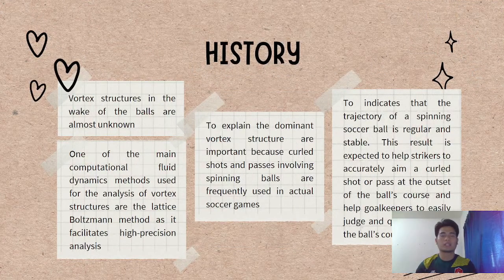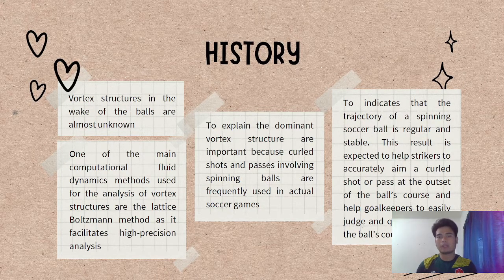Next, I will discuss the history of the application of spinning and non-spinning soccer balls using computational fluid dynamics. The history is that the vortex structure in the wake of the ball is almost unknown. One of the main computational fluid dynamics methods used for the analysis of vortex structure is the lattice-Boltzmann method, as it facilitates high precision analysis.